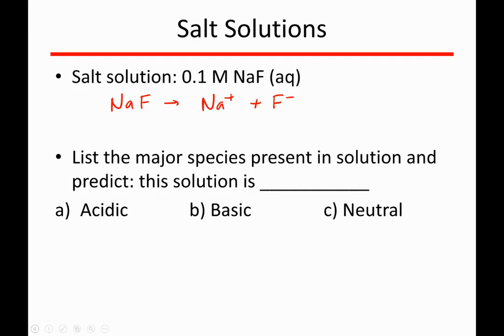So what we're going to do is list out the major species that we have here. We have Na+, we have F-, and we always have water. Na+ is a metal cation, and in a previous video, we talked about how metal cations will have no acid-base properties, and they will just behave as spectators.